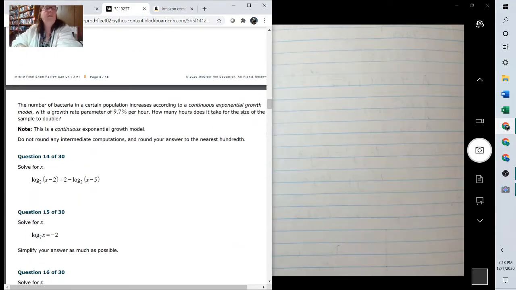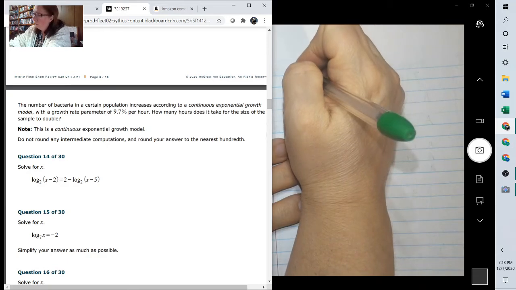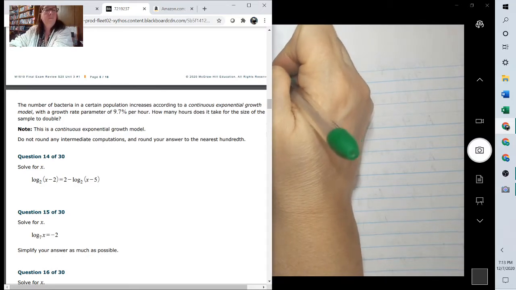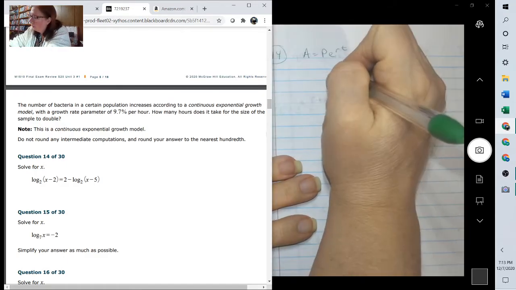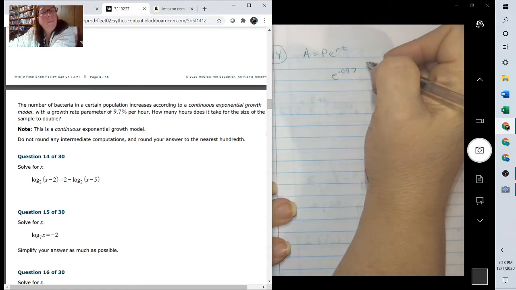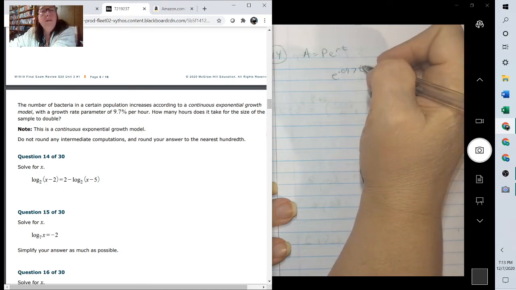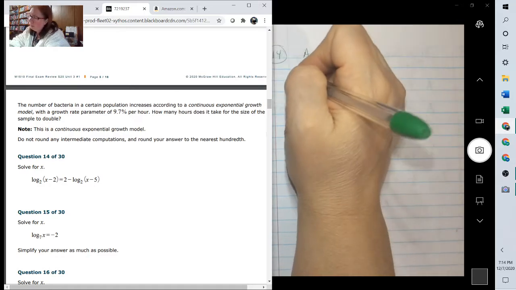Number 13. The number of bacteria in a certain population increases according to a continuous exponential growth, PERT, with a growth rate of 9.7%. How many hours, so we're looking for time, does it take for the size of the sample to double? Okay, just like when we doubled with money, whatever this is, this has to double.